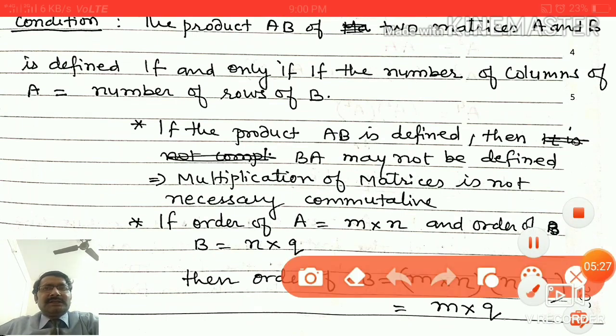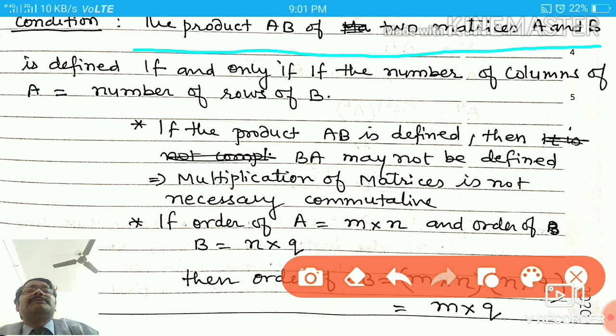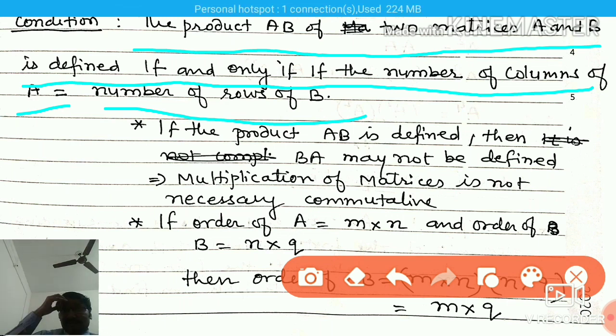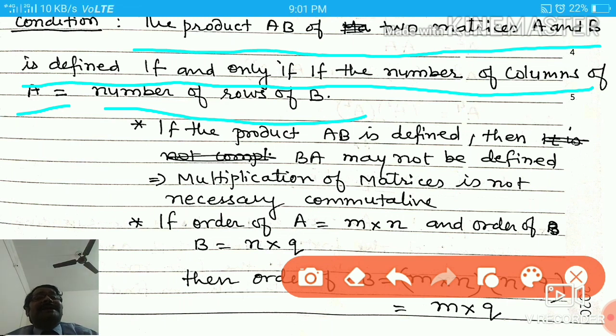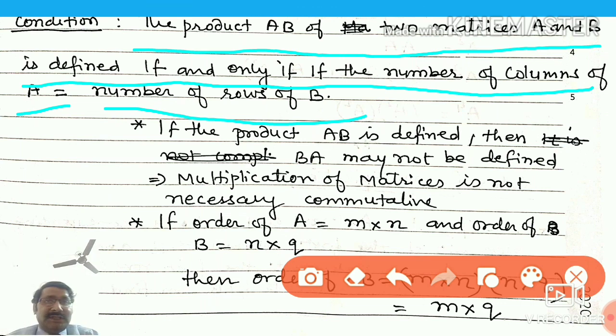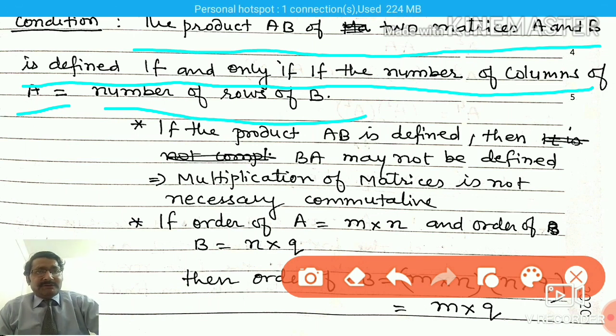First condition: the product of two matrices AB is defined if and only if the number of columns of A is equal to the number of rows of B. Meaning, for the first matrix you count the columns, and for the second matrix you count the rows. That should be equal, then only we can find the product, otherwise we cannot find.